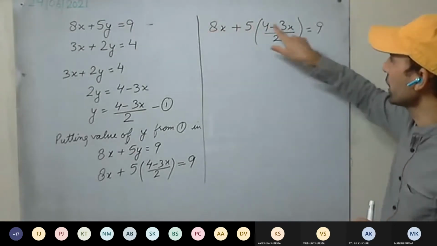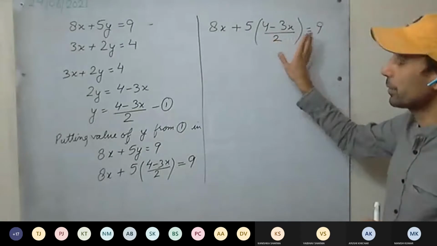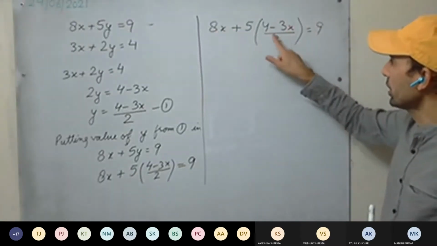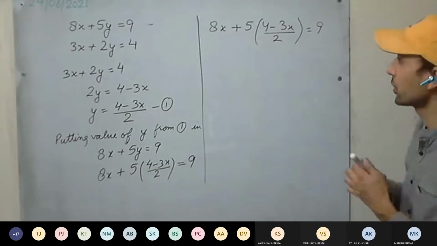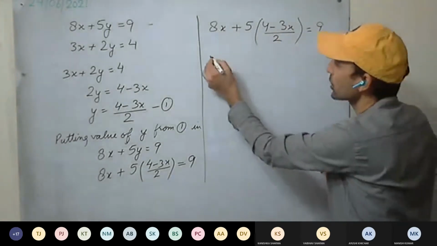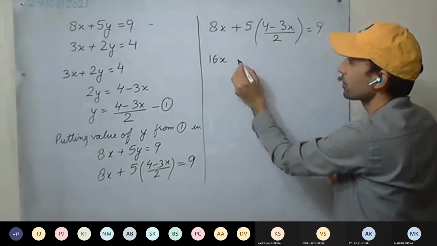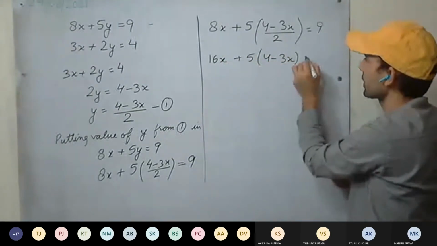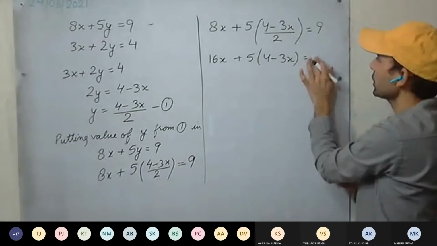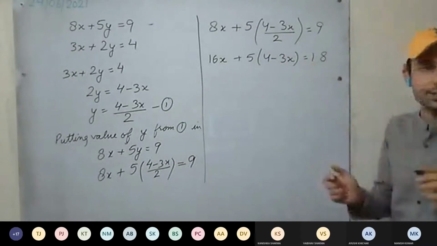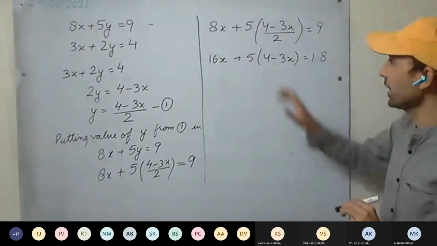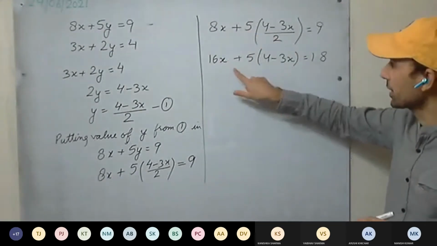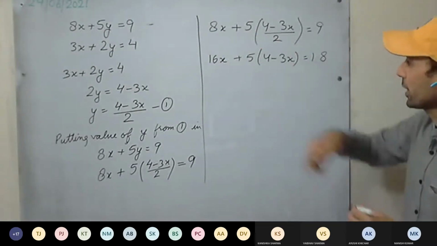If I multiply the whole equation by 2, the 2 in the denominator will be removed. So it will be 16x plus 5 into (4 minus 3x), and on the right side it will be 18. It's up to you how you proceed. This is clear.